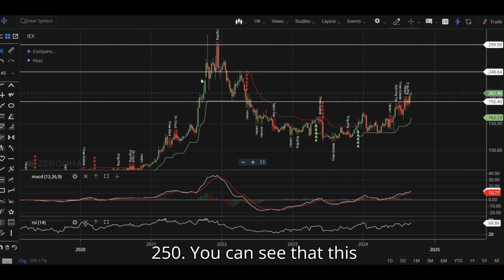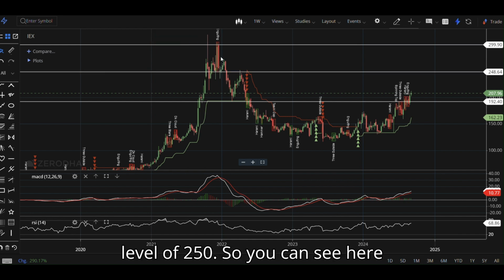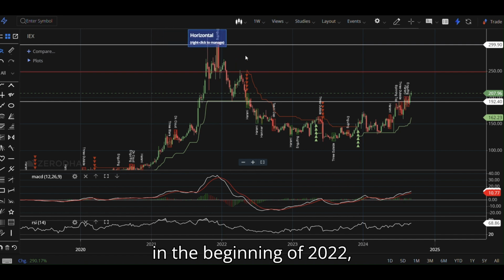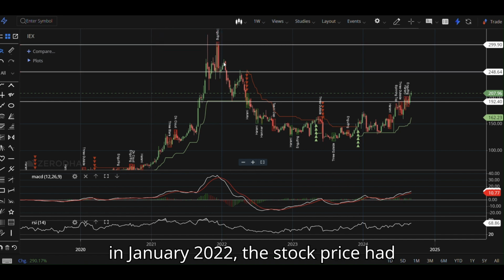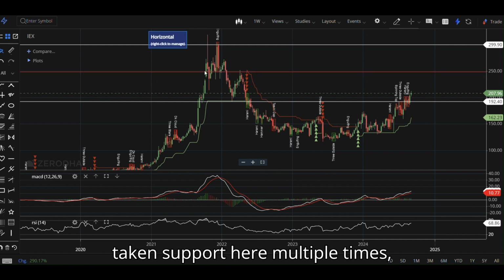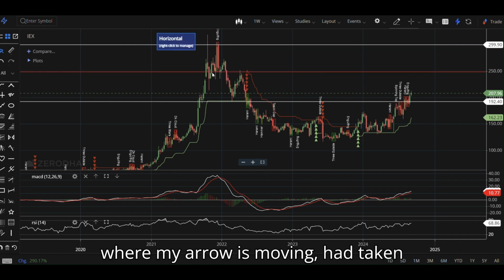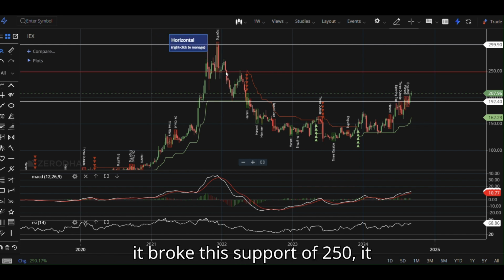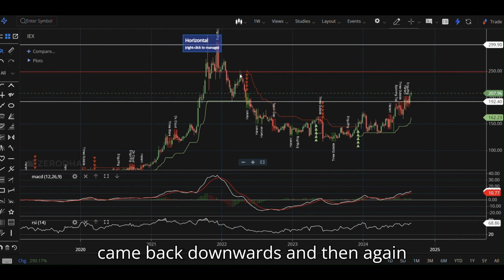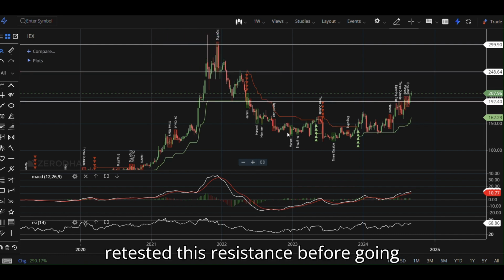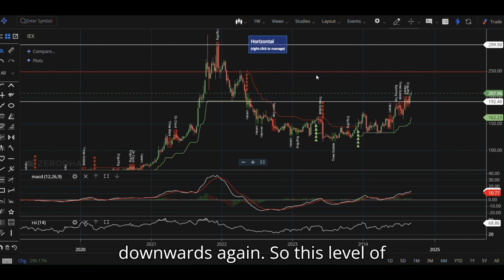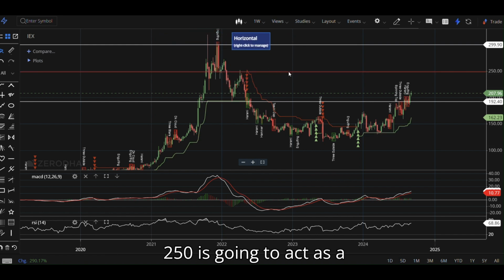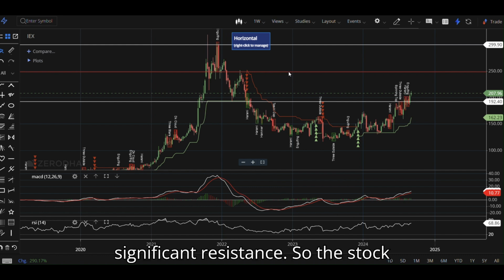You can see this level of 250. In the beginning of 2022, in January 2022, the stock price had taken support here multiple times. Where my arrow is moving, it had taken support multiple times, and once it broke this support of 250, it came back downwards and then retested this level before going downwards again. So this level of 250 is going to act as a significant resistance.